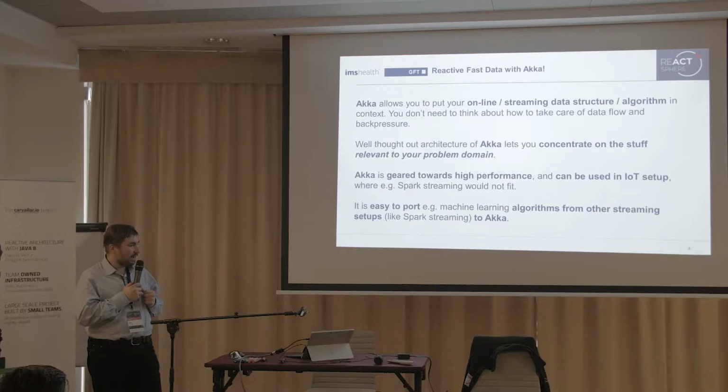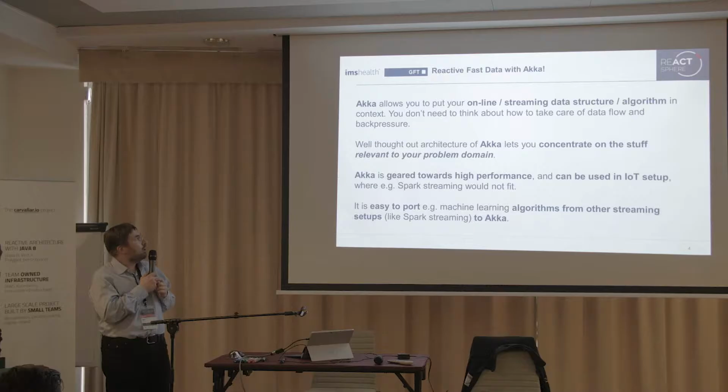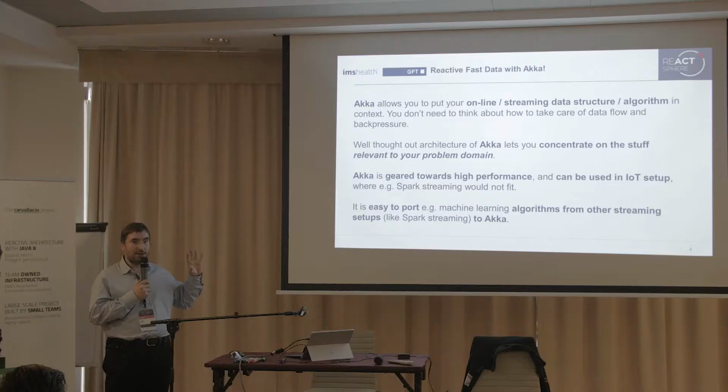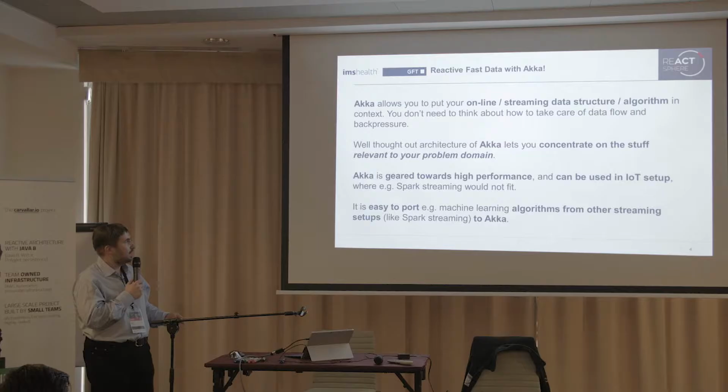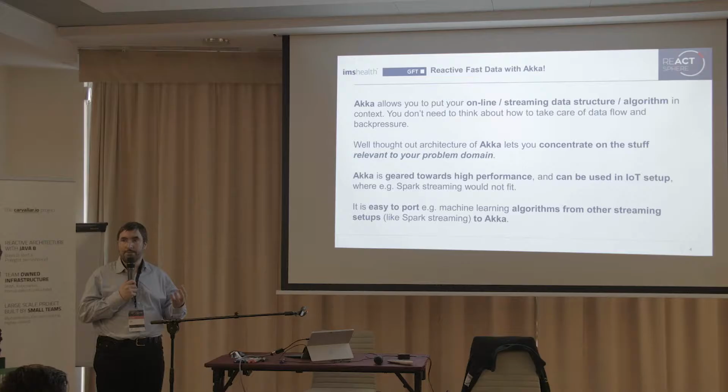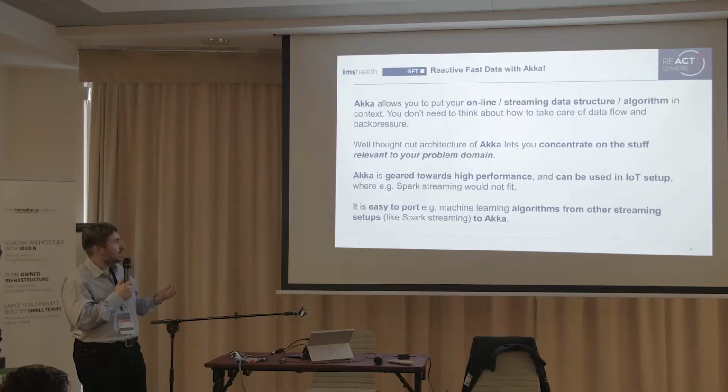So Akka, I think, is very suitable to data processing because of its architecture. It's very lightweight. It allows you to put your online processing blocks in context and lets you concentrate on your data processing logic. So Akka will take care of all the plumbing. You just plug your algorithm into Akka and start working. The other thing is, in contrast to Spark, Akka is very, very lightweight. But you can still deploy Akka in cluster settings. So you can process in parallel massive data sets with Akka, but you can also run Akka on your mobile phone, on your watch, on anything. It can be made to run anywhere, and it is very low overhead.